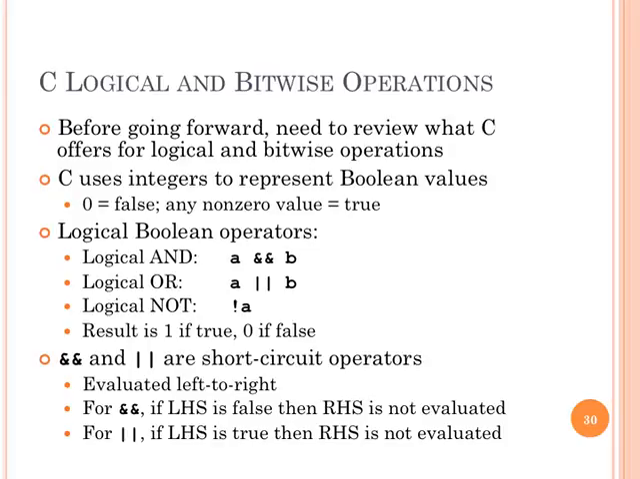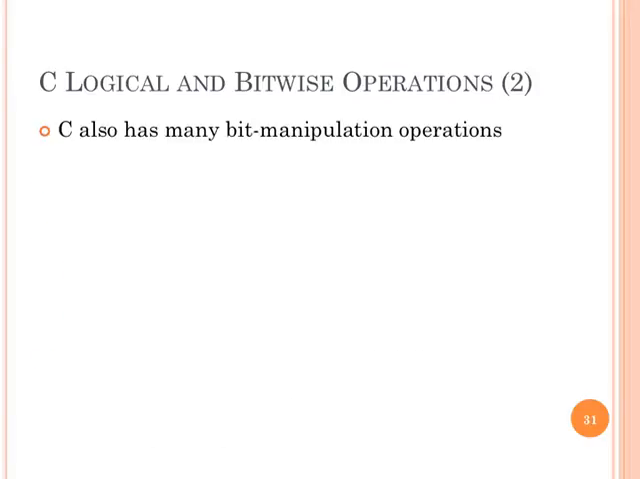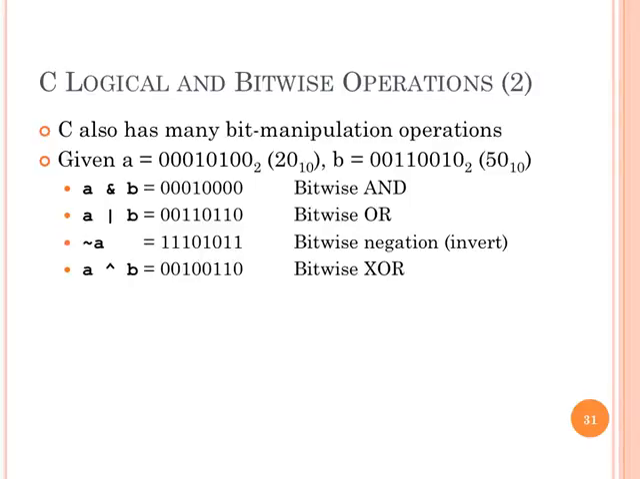Now these are all logical. We call them logical operations because they treat integers in the way described above. 0 is false and any non-zero value is true. There are also bitwise operations, which typically are a single character. So A single ampersand B, and you end up with a bitwise AND instead. And here, individual bits are the things that are operated on. So we have A, in this case, is 20, and B is 50, and there are the bit patterns for those.